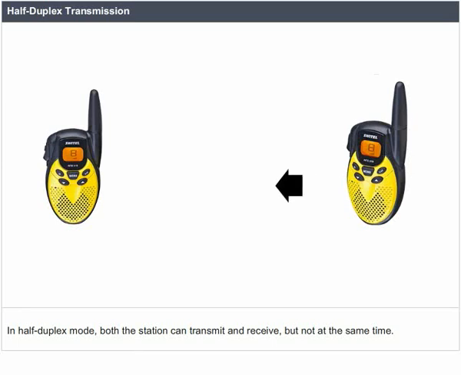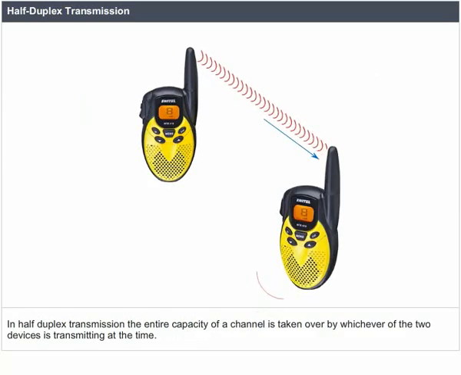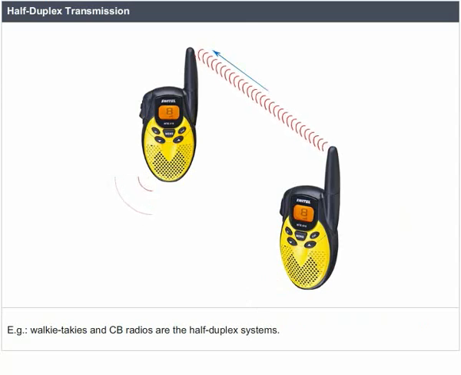In half-duplex mode, both the stations can transmit and receive, but not at the same time. When one device is sending, the other can only receive, and vice versa. In half-duplex transmission, the entire capacity of a channel is taken over by whichever of the two devices is transmitting at the time. Example, walkie-talkies and CB radios are half-duplex systems.